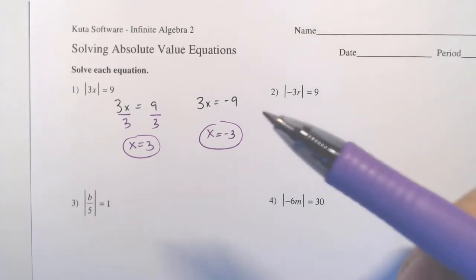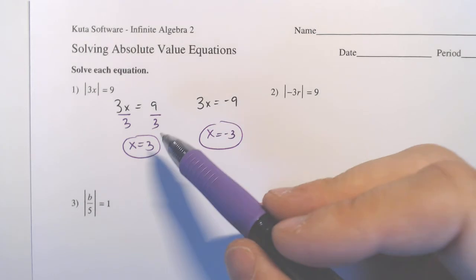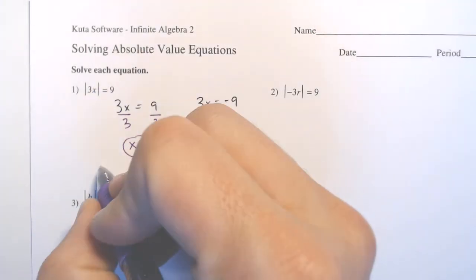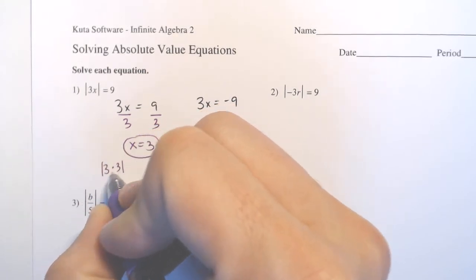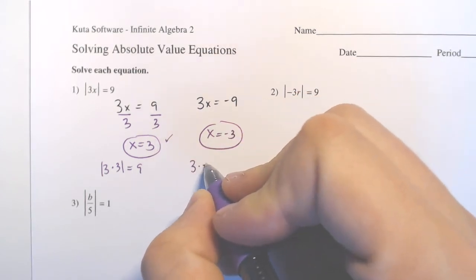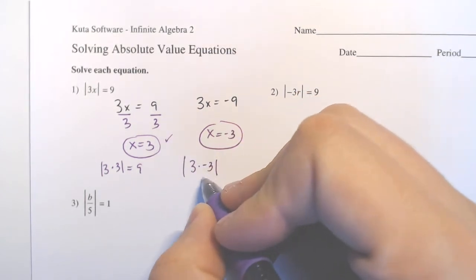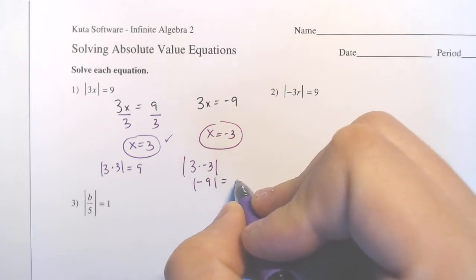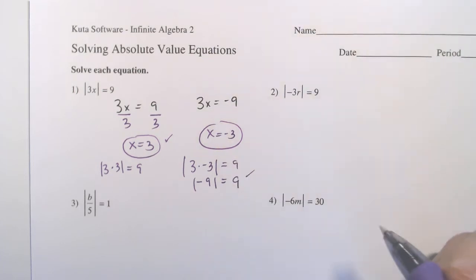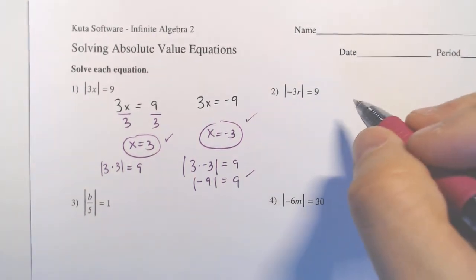When you're doing this, it is highly recommended that you plug your answer back in to make sure it actually is true. If you plug in 3 times 3, the absolute value of 9 is still 9, so it works. 3 times negative 3 is negative 9, but the absolute value of negative 9, absolute values always make something positive, so it still ends up equaling what it should be, okay? As we get to more advanced problems, it is more and more suggested that you actually plug the answer back in, all right?